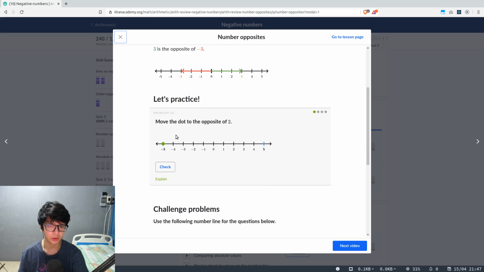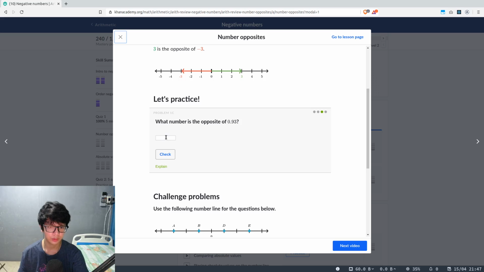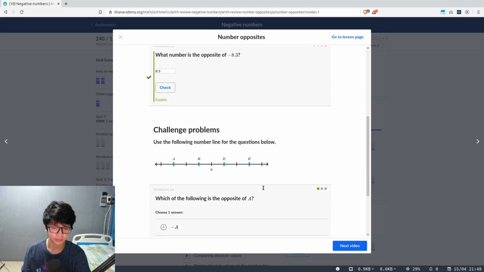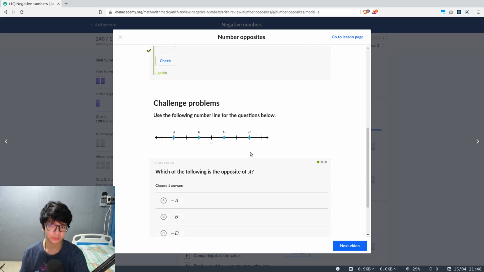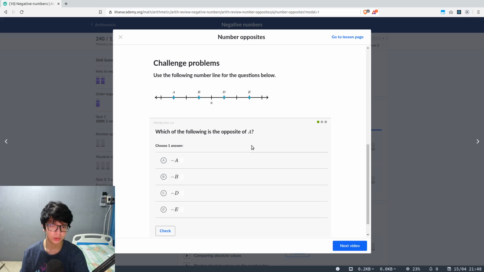Move the dot to the opposite of 2. That's pretty sick. We have decimals. What's the following number line for the question below? Which of the following is the opposite of A? That's E. Why is it negative E? What the hell?